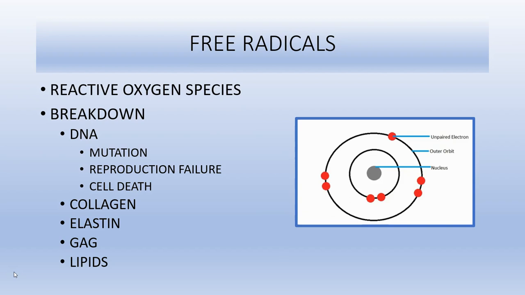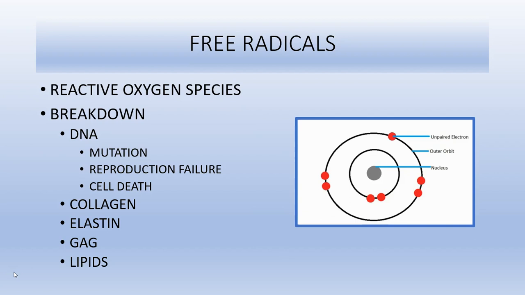We also, with aging, have the effects of free radicals. If you recall, free radicals are substances such as oxygen, which have an unpaired electron. The sources of free radicals are many, but as we age and we have the increasing effects of free radicals, we have breakdowns of DNA, with DNA mutation, inability to reproduce, and eventual cellular death.